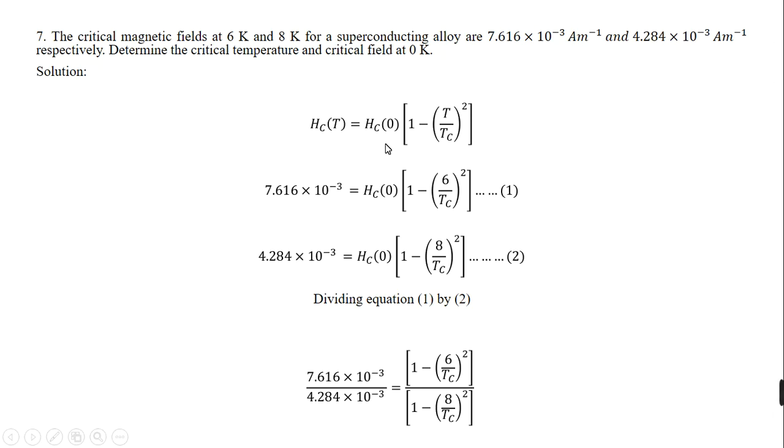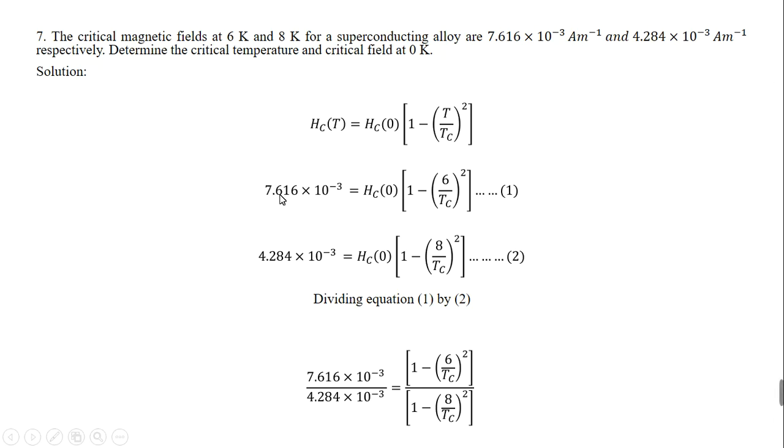So the general formula for critical magnetic field is Hc of T is equal to Hc of 0 times 1 minus (T by Tc) whole square. Hc of T is the critical magnetic field at a given temperature. Hc of 0 is at 0 Kelvin, and Tc is nothing but your critical temperature. This is to be determined, and Hc of 0 at 0 Kelvin is to be determined. Now substitute the values here. All the values are given for you.